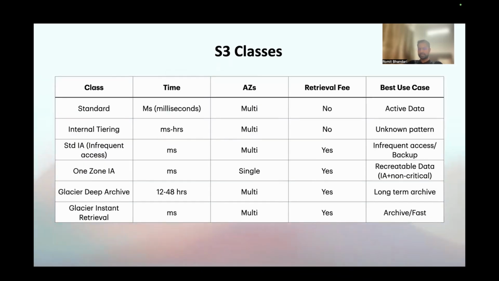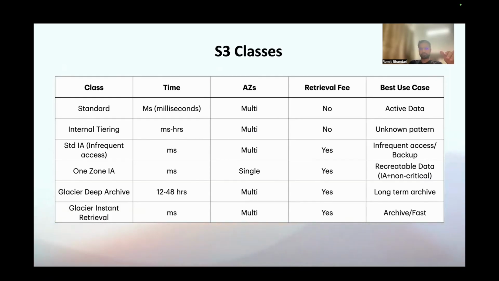Now different S3 classes. You have standard, intelligent tiering, standard infrequent access, one zone infrequent access. You have Glacier Deep Archive and Glacier Instant Retrieval. Depending on your use case, you can go for any one of the classes. Generally by default you use the standard one, which is best for active data. As I have mentioned, there is no retrieval fee, it is multi-AZ scoped, and retrieval time is in milliseconds.